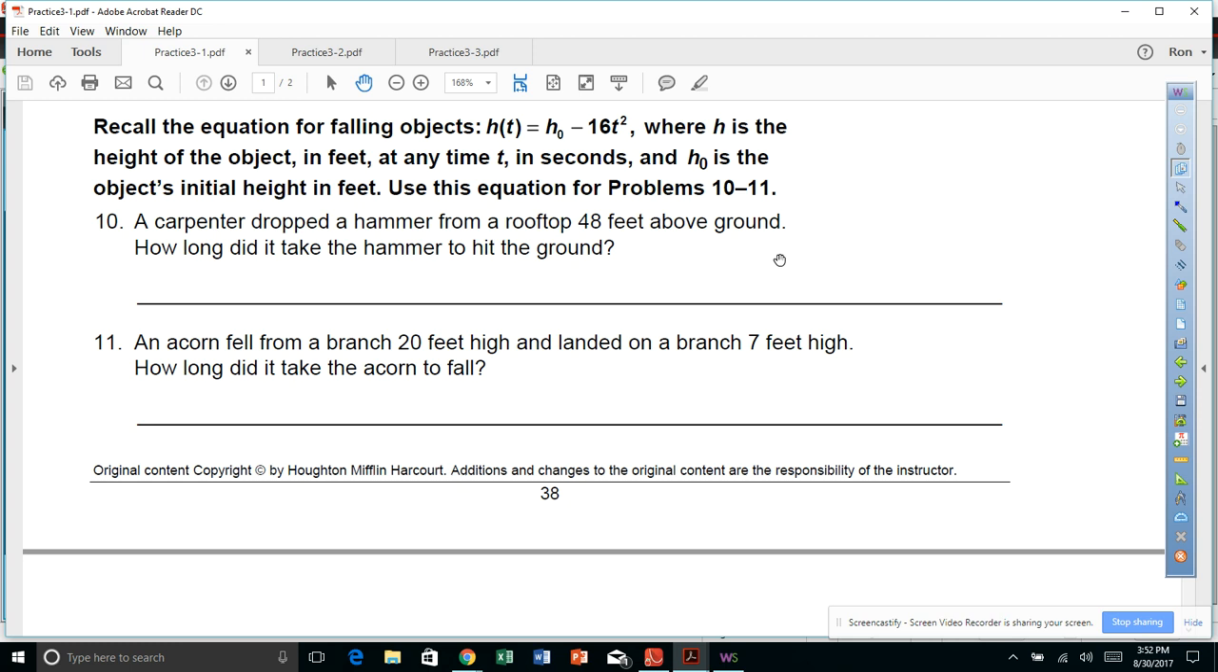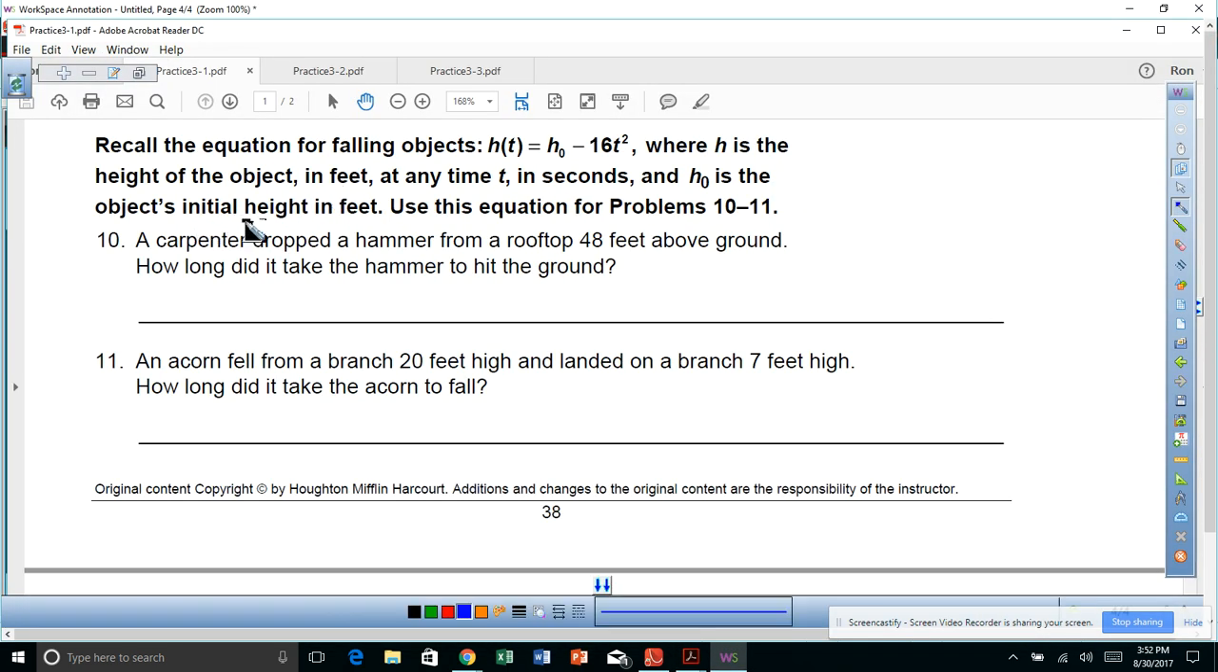Number 11, recall the equation for falling objects h of t equals h sub 0 minus 16t squared, where h is the height of the object in feet at any time t in seconds, and h sub 0 is the object's initial height in feet. Use this equation for problems 10 and 11. All right, so we have a carpenter who dropped a hammer from the rooftop 48 feet, so this is h sub 0, okay? That's the initial height. How long did it take the hammer to hit the ground?